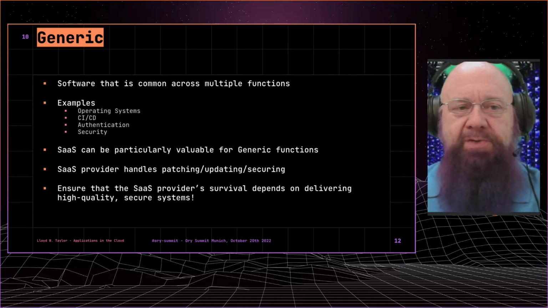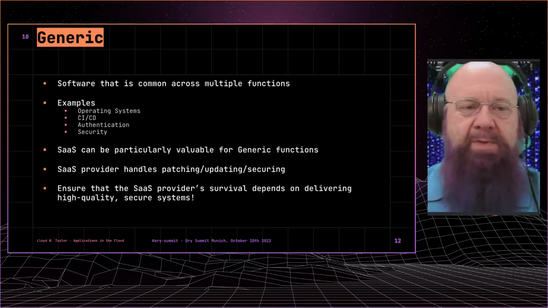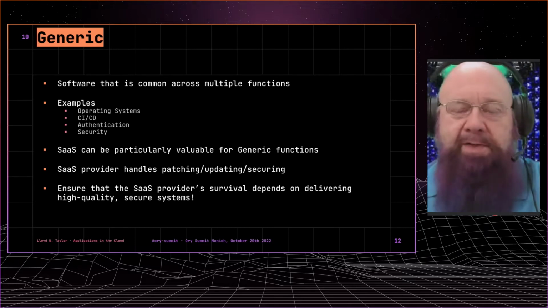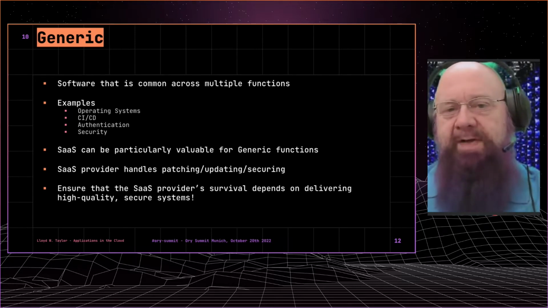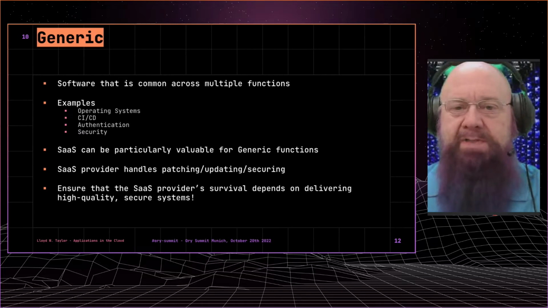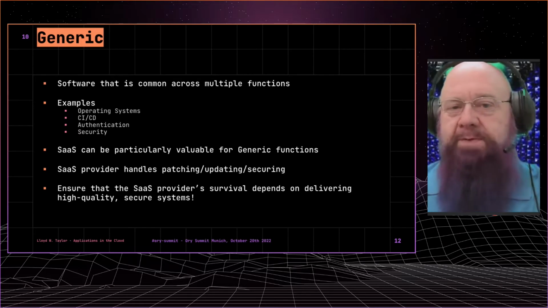And then finally, generic software, which is common across multiple functions. These might be things like an operating system, a CI/CD standard, authentication, security. These are all things which are pretty much the same for every application in the cloud. Those are ones that we should not be spending time building ourselves because it gives us no strategic or tactical advantage. SaaS is great for generic functions.